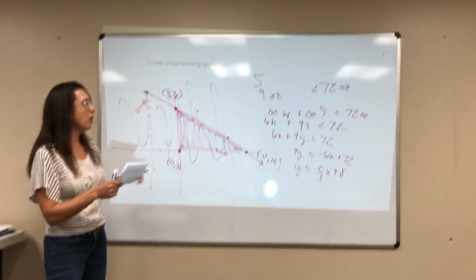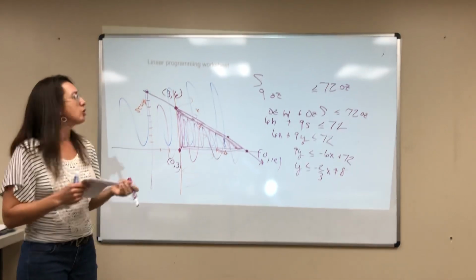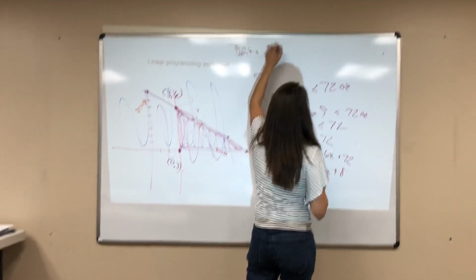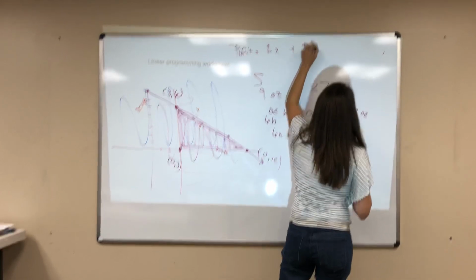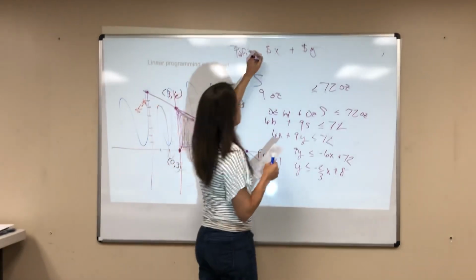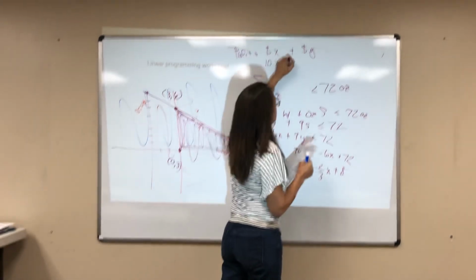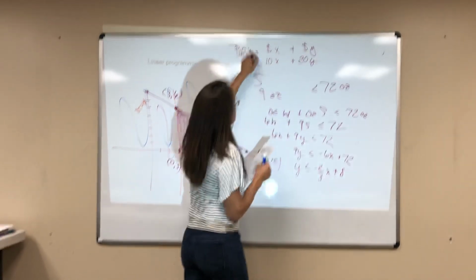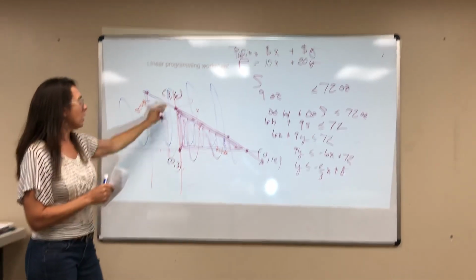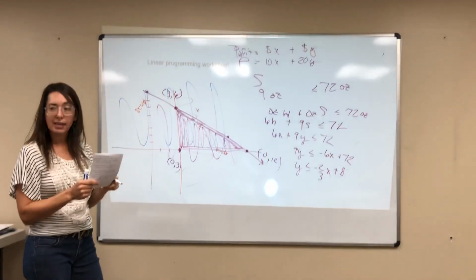Right? So now it says, how many hats and scarves should Kim make to maximize her profit? So now we're going to look at profit. Profit is the money from the hats, let's call them X, plus the money from the scarves. Right? So it says a profit on a hat is $10. So she makes $10 for every hat. She makes $20 for every scarf. Okay? That is our profit. So now that we have our profit equation, we use our vertices and we plug them in and we find out which one gives us the most.